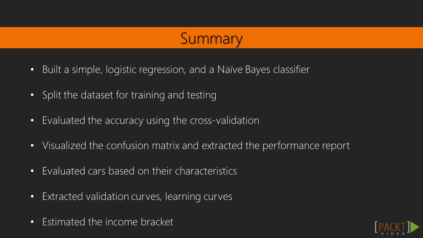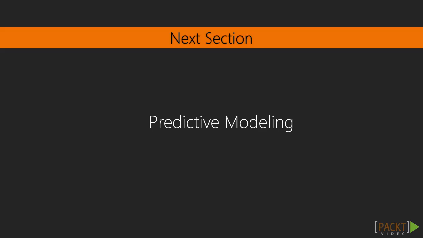In this section we have built a simple and a logistic regression classifier. We also saw how to build a naive Bayes classifier, and then we split our dataset. We dived into evaluating the accuracy and visualized the confusion matrix. We then extracted the performance report, validation curves, learning curves, and finally we estimated the income bracket. In the next section, we'll learn how to use predictive modeling for data analysis.